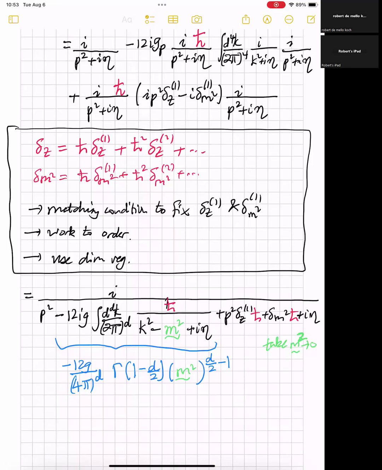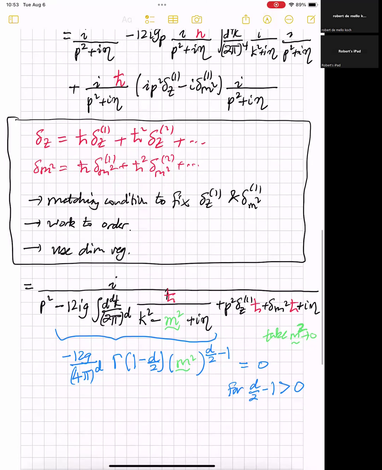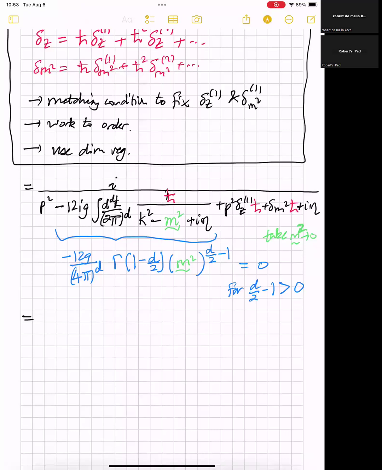And what we can see is this is equal to 0 for d over 2 minus 1 positive. If we work close to 4 dimensions, then d over 2 is close to 2, and 2 minus 1 is certainly positive. So, in fact, the integral vanishes. After using the integral tables, we get a nice simple result. We find i over p squared plus p squared delta z 1 plus delta m squared 1 plus r.